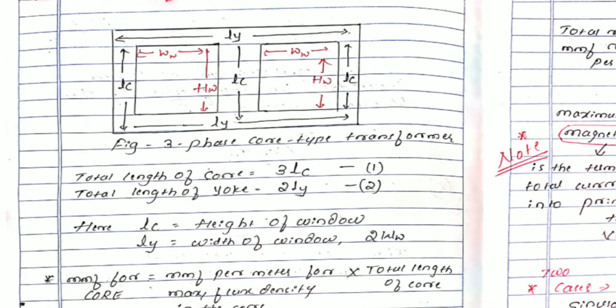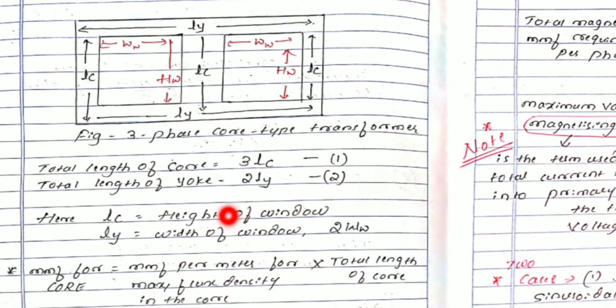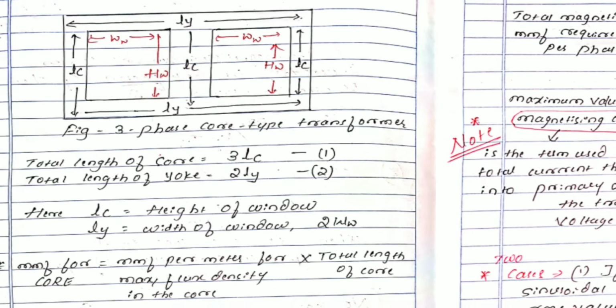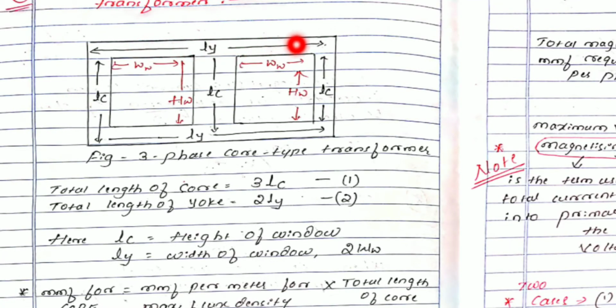Correct? So next, LC is nothing but length of the core. Length of the core will also be equal to the height of the window. Then what about the length of the yoke? Length of the yoke will be the sum of the width of the window, width of the window. Nothing but LY is equal to 2WW, where WW is the width of the window. LY is equal to 2WW, I had written here.